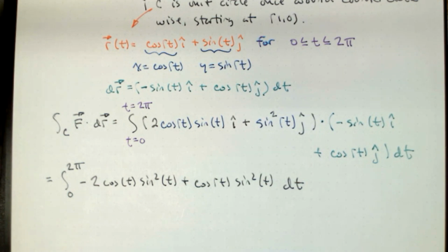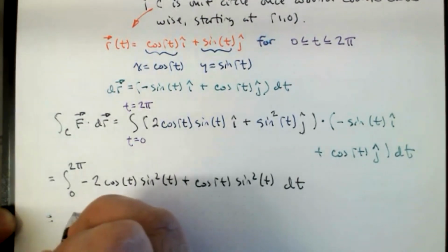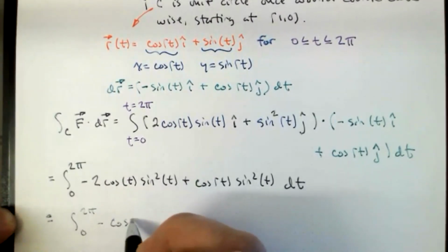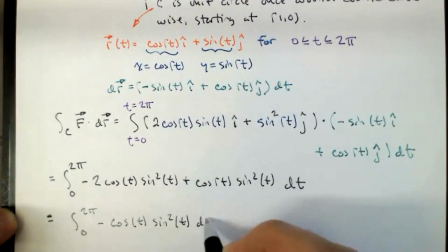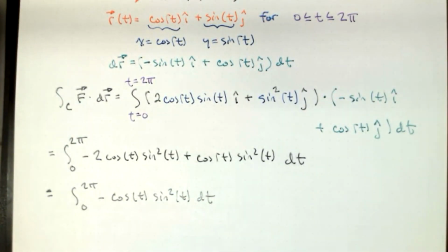In this case, the terms happen to work out to be like terms. So we've got the integral minus 1 cosine t sine squared t dt. The line integral is going to be a sum of dot products. That means our line integral should produce a scalar, and now we have a way to get at that scalar.